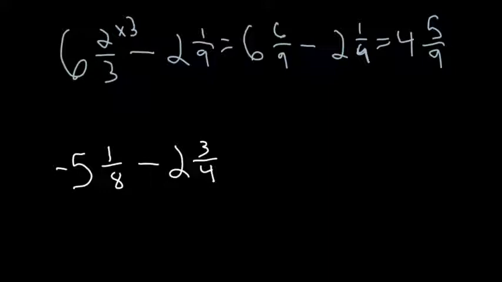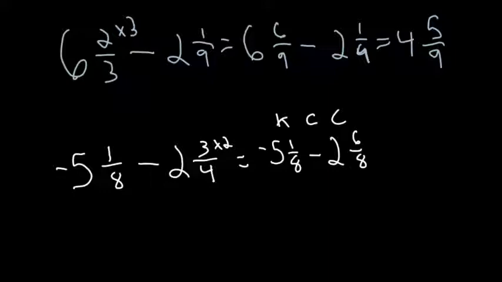Next I got negative 5 1/8 minus 2 3/4. So common denominator between 4 and 8 would be 8. So I'm going to multiply that 3/4 by 2. And get negative 5 1/8 minus 2, and 3 times 2 is 6 over 8. Remember, do our keep, change. So negative 5 1/8 plus negative 2 6/8.